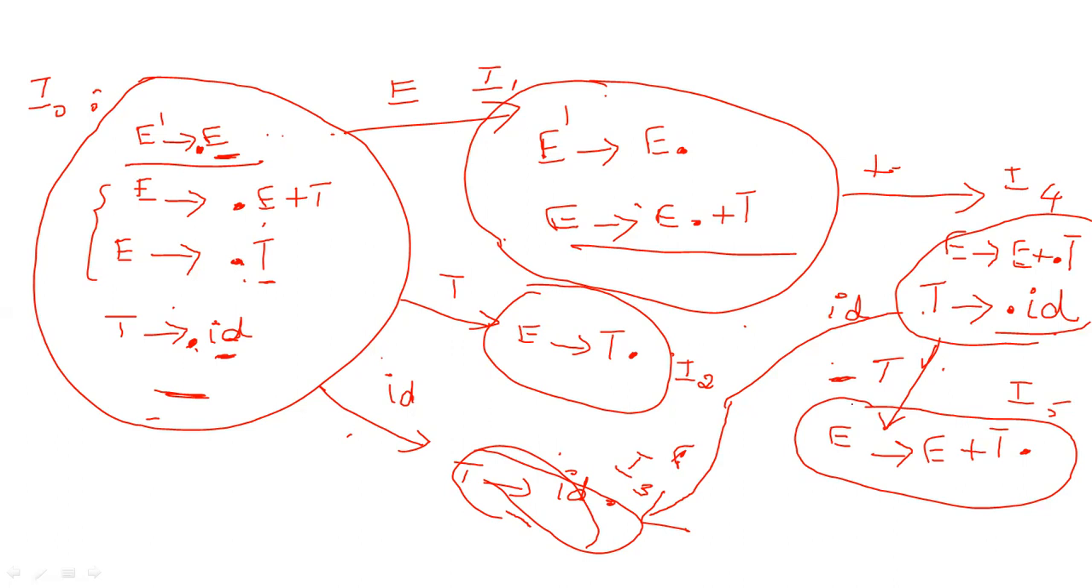Now analyze all the sets of items. There are no more possibilities to give input. So this is your automaton for the given grammar. From I0, I can give three possible inputs, capital E, capital T, and ID, to transit to three new states, I1, I2, and I3. For I1, I can give plus as input, so it will transit to I4. For I4, there are two possible inputs, capital T and ID. If I give capital T, it will transit to I5. If I give ID, it will transit to I3. That's all.